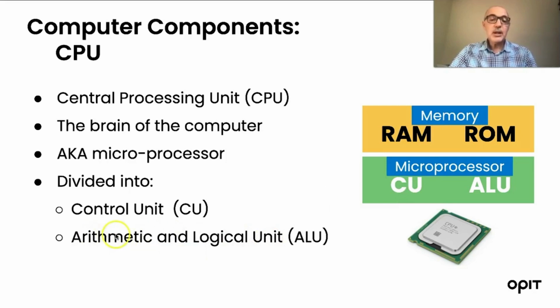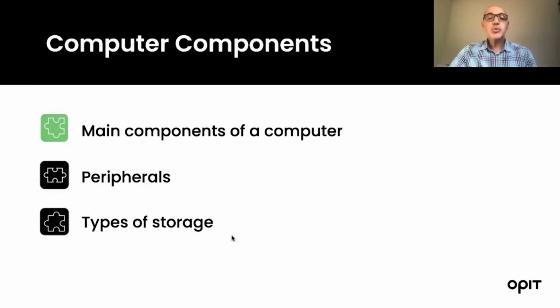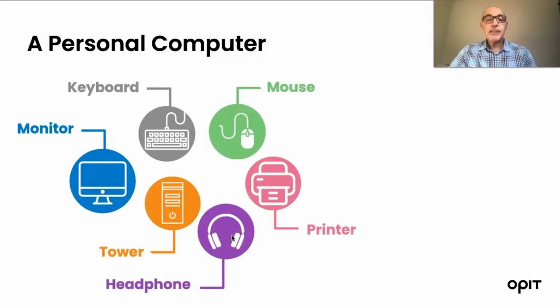So the arithmetic unit allows processing formulas like 2 plus 3, 5 minus 1, etc. And the logical unit helps in knowing if 5 is greater than 2, for instance, etc. So those are the most essential parts of the computer. We call them the main components of a computer. So let's jump to the next one.